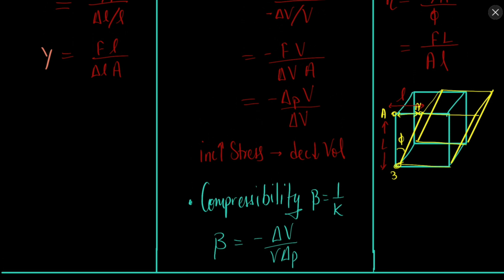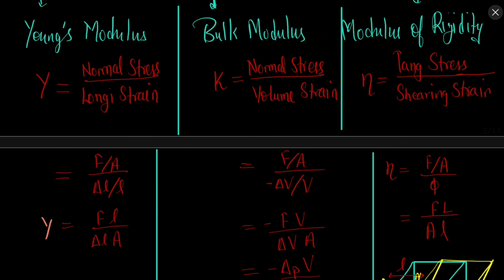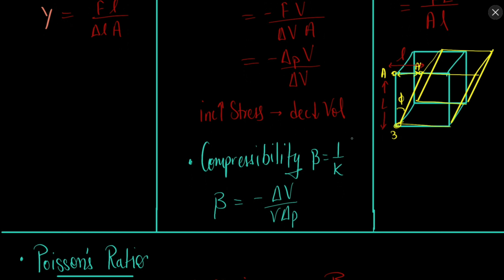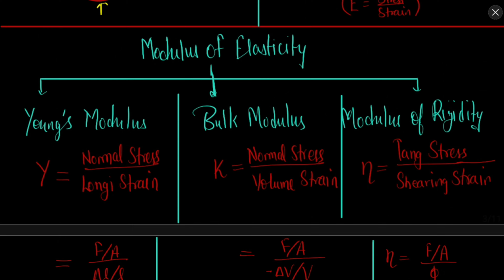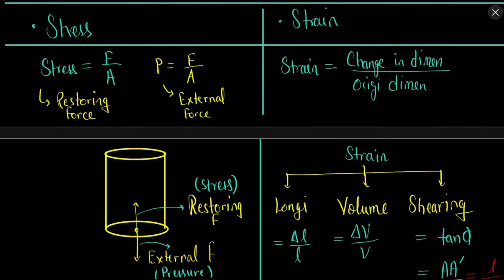Now there is one concept of compressibility. The compressibility is the inverse of bulk modulus. It is represented by beta and it is 1 by K. So compressibility tells us how easily we can compress the solid. Stress, strain and modulus of elasticity, these three terms are very important. They tell us how much the solid can change its shape, or how easily we can change the shape of the solid.